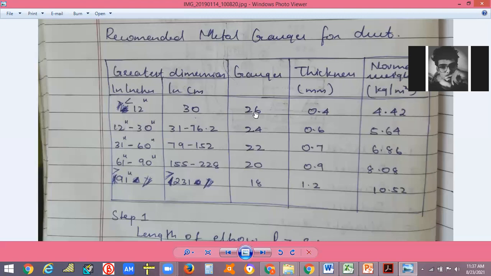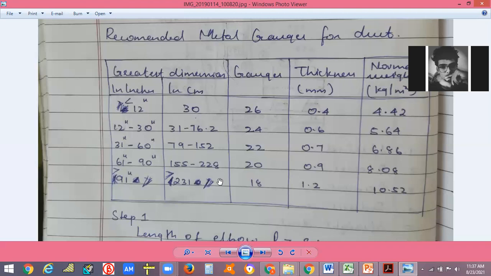The gauge or the thickness you could take it as only 0.4 is enough, or 26 gauge is enough. So see this different range, 31 inch to 60 inch or 79 centimeter to 152 centimeter. It is 22 gauge.